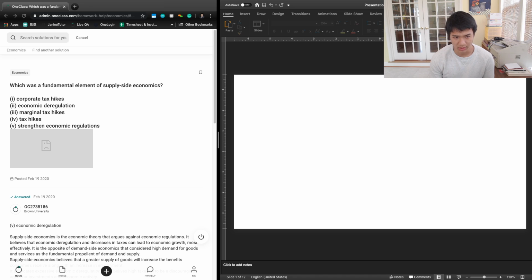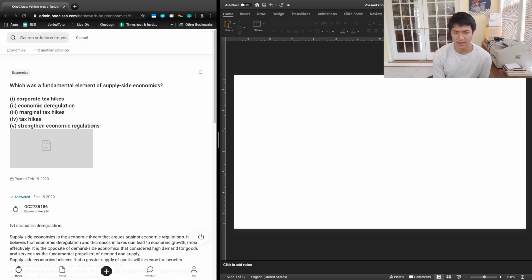The first question is, which is a fundamental element of supply-side economics? 1, corporate tax hikes. 2, economic deregulation. 3, marginal tax hikes. 4, tax hikes. Or 5, stringent economic regulations. This is really just a definition-based question.